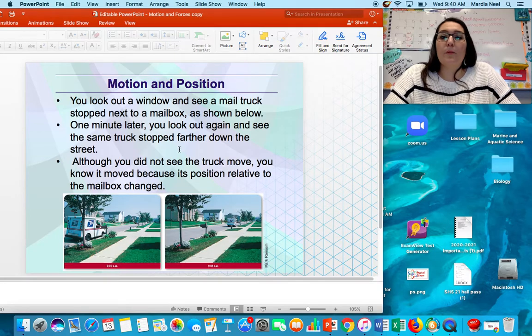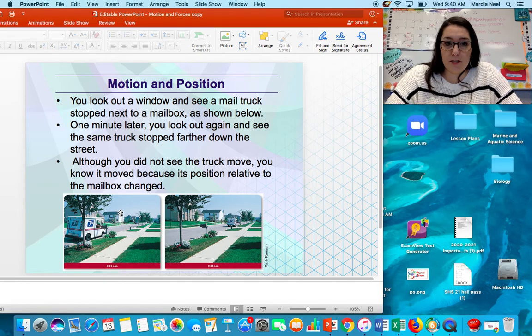All right, so to describe motion, you look out a window and you see a mail truck stopped next to a mailbox, and that's in the picture right here. So mail truck, mailbox. A minute later, you look out your window again and the mail truck is farther down the street. You didn't see the truck move. You have no way of knowing that the truck has a motor in it and that it can move. But you used a reference point. You used your mailbox. There was something behind your mailbox, and that something moved.